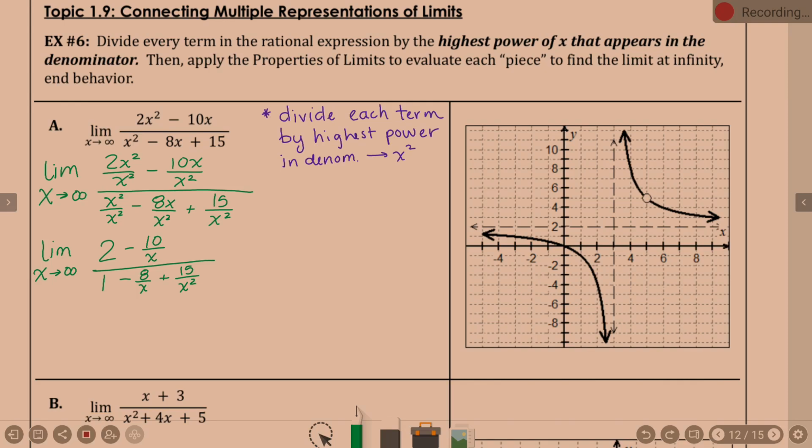15 over x squared. Now, the idea here is what happens to each of these when you plug infinity in, the idea of infinity. Okay, so think about this with me. 2 is just the whole number 2, yes? Yeah. So that's just going to stay 2 minus. When you take 10 and you divide it by a number getting bigger and bigger and bigger, what is that fraction approaching?